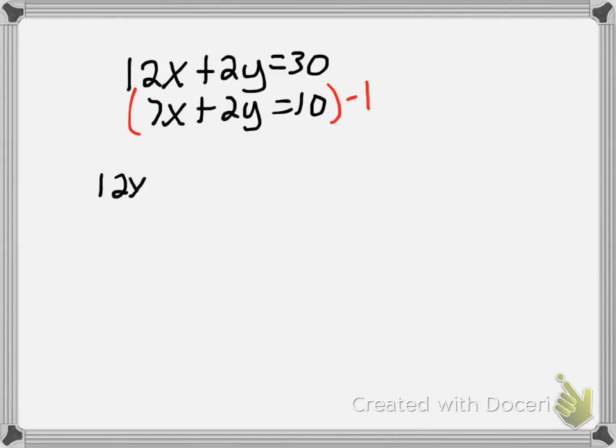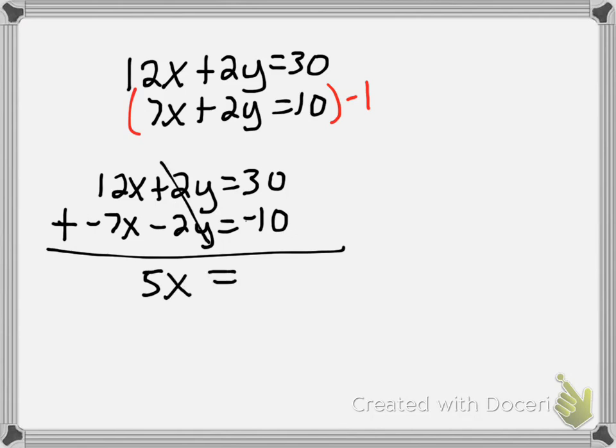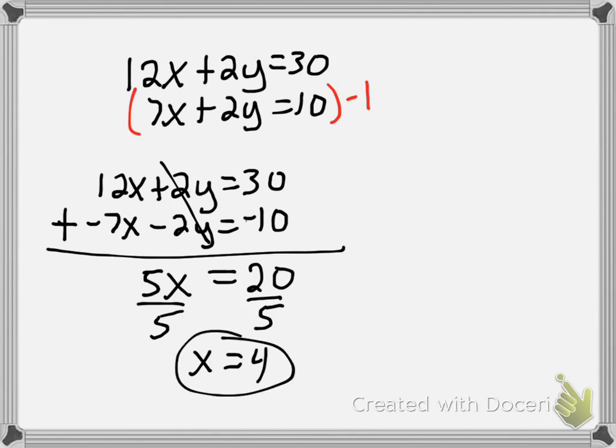So my original top equation is going to stay the same. My bottom equation, everything's going to change signs. So this can become a negative 7x minus 2y and a negative 10. So now my y's have opposite signs. I can go ahead and do my elimination. 12 minus 7 gives me 5x. My y's canceled. And 30 and negative 10 gives me 20. So if I divide both by 5, I get that x is equal to 4. So there's one of my variables.